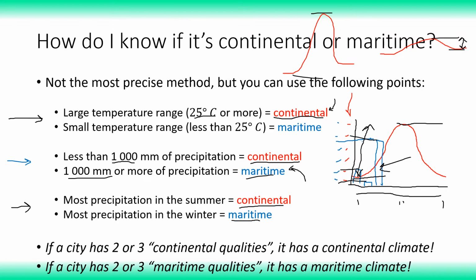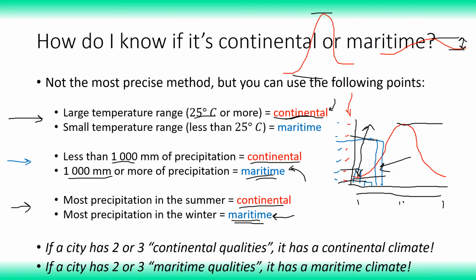So what happens if the temperature range suggests it's a continental climate, the precipitation amount suggests it's a maritime climate, and then most of the precipitation is in the winter, which would also suggest a maritime climate? Basically, it's a case of majority rules. If you've got two things that are pointing towards the climate being maritime, it has a maritime climate. If it's got all three things pointing towards maritime, then that's great, it's maritime.